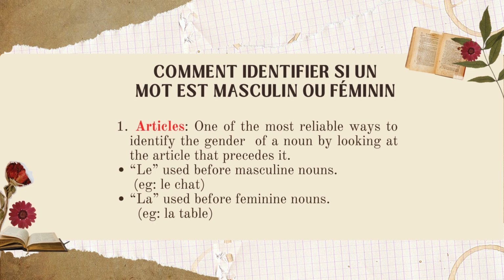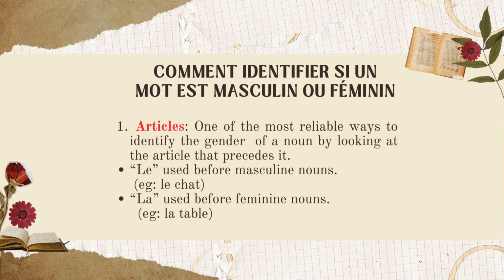So first, articles. As we have already done it, it will be easy for you to understand. One of the most reliable ways to identify the gender of a noun is by looking at the article that precedes it. So le is used for masculine nouns and la is used for feminine nouns. Here I have only given definite articles, but you can also relate it with the indefinite articles un, une. So le is used for masculine and la is used for feminine.